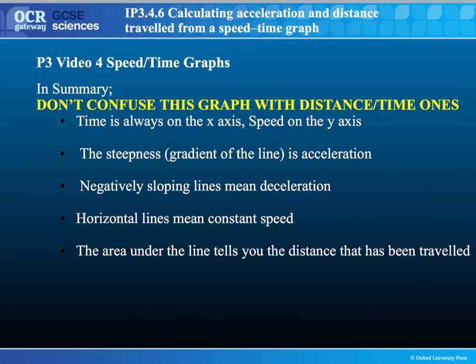So, in summary, the main thing, do not confuse this type of graph with a distance time one. The flat lines, the horizontal, vertical sections mean different things. So, time is always on the x-axis, speed on the y. The steepness, the gradient of the line, tells us the acceleration in a speed time graph. If you've got a graph that is sloping down, that means that something is getting slower. And then where we have a horizontal line, that means a constant speed. The other thing you need to know is that the area underneath the line tells you the distance that has been travelled, and the best thing to do is to divide it up into triangles and squares to help you to work out the area underneath that line.